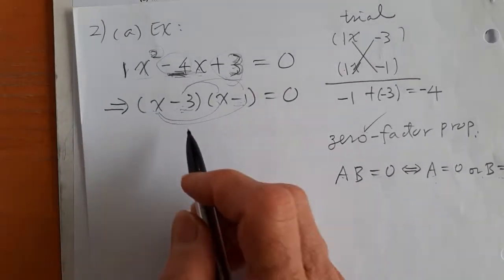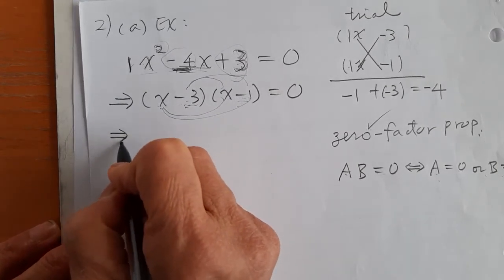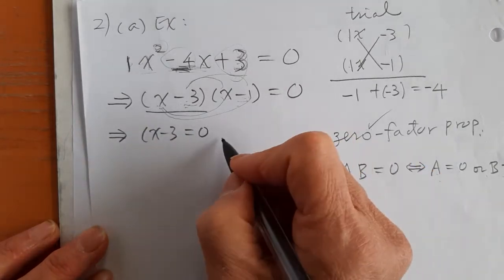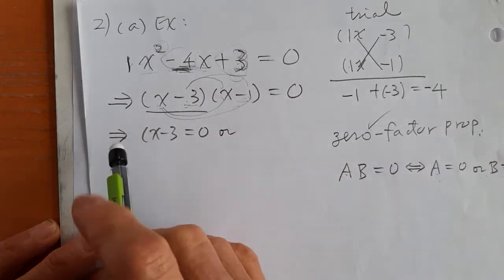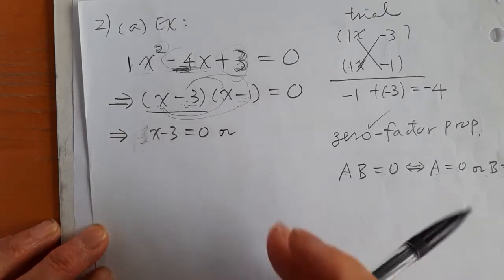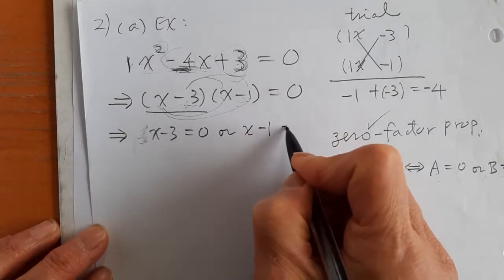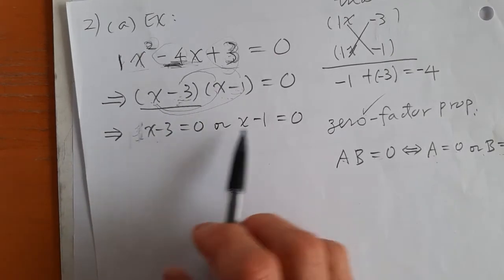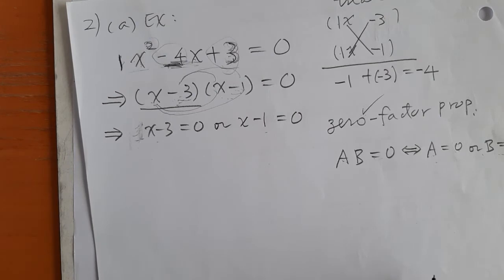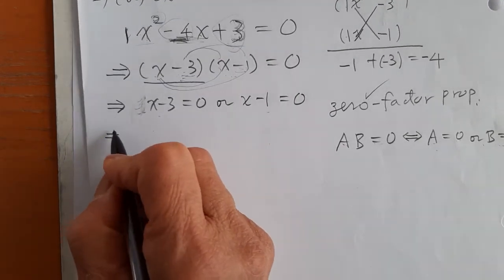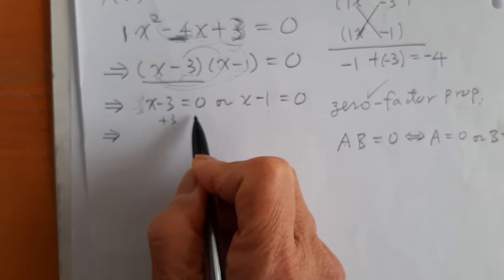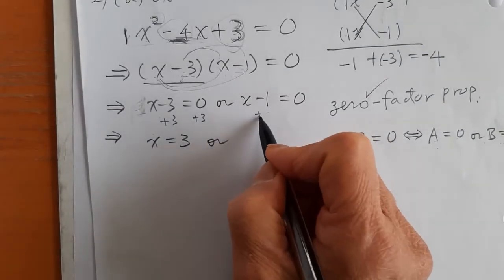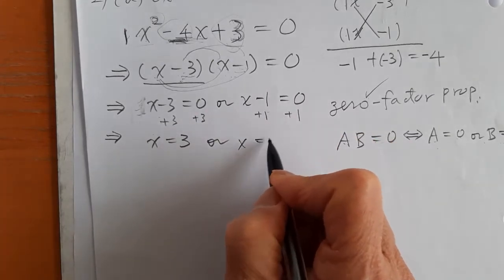So either of the two factors equals 0, then either the first factor equals 0, or the second factor, x minus 1, equals 0. Both equal 0, or one of them equals 0, and timed together will be 0. And then add a 3 both sides and get x equals 3, or add a 1 both sides, get x equals 1.